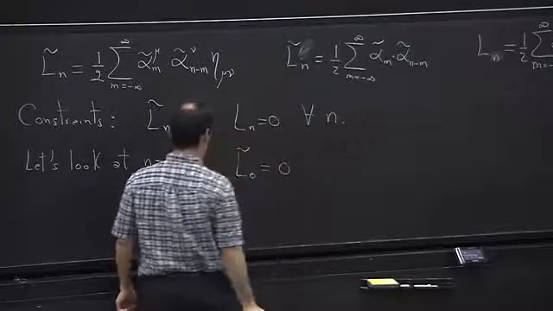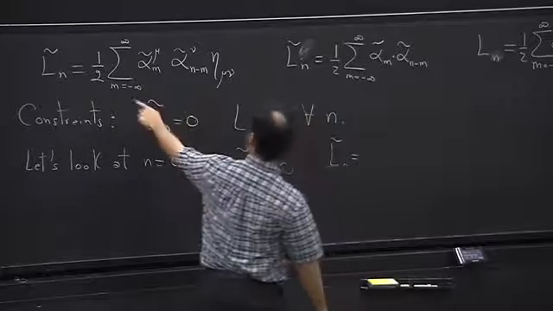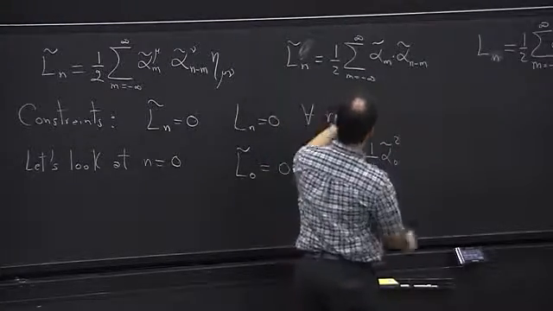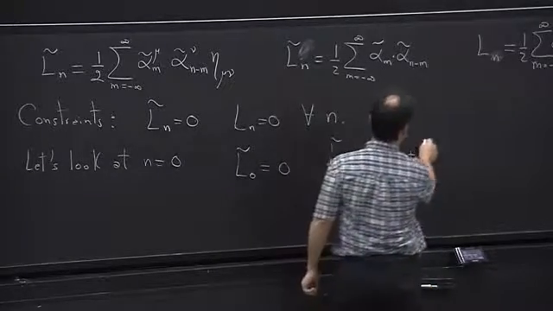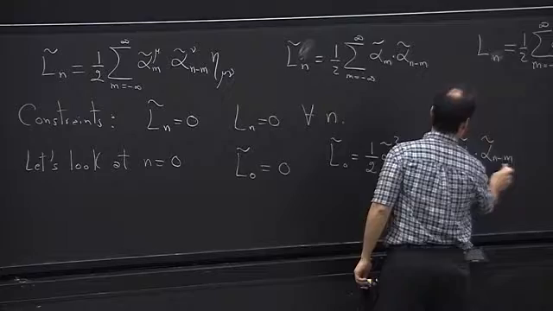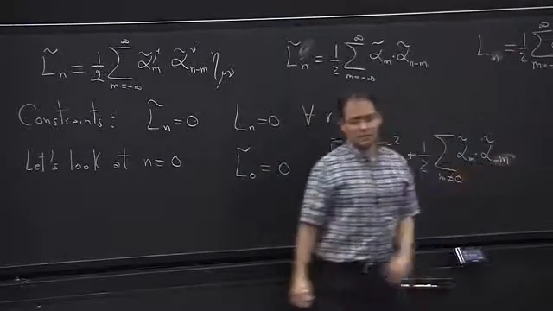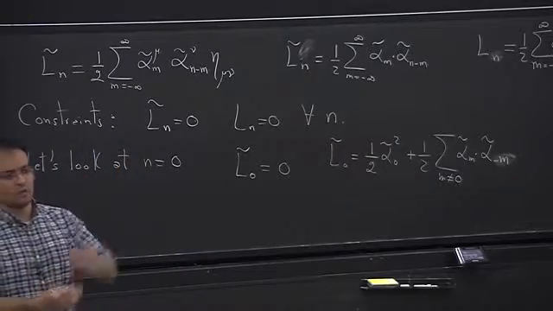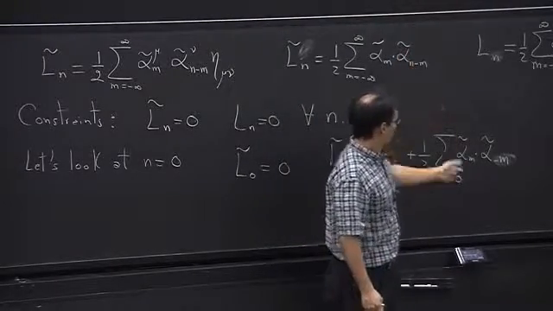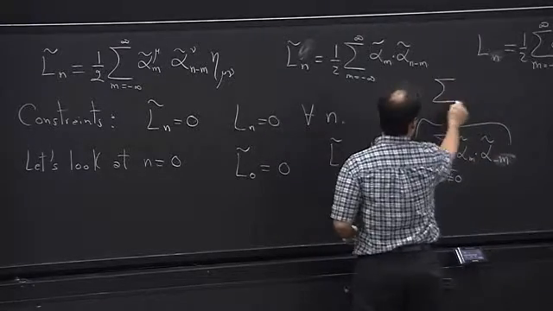So we know from here that L0 tilde has to be equal to 0. That's one of the constraints. So let's write it explicitly. By looking at this formula, we get 1/2 alpha 0 squared tilde plus 1/2 of the sum. But note the following. Here we have some double counting, right? Once we go from m equals minus infinity to m equals infinity, for every negative m, there is a positive m that will give us exactly the same contribution. So we could replace this sum by a sum over all positive m's.